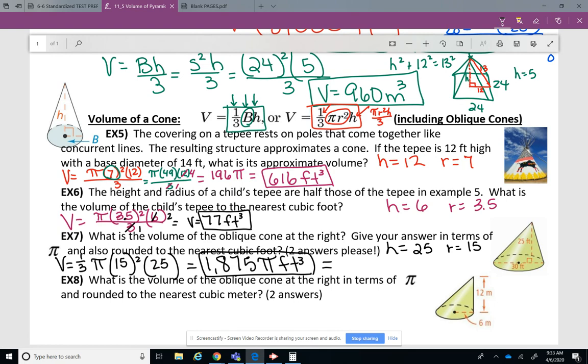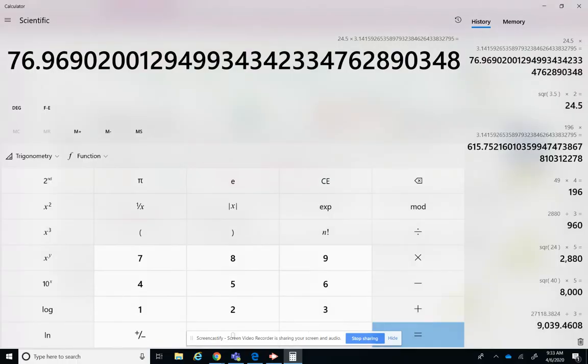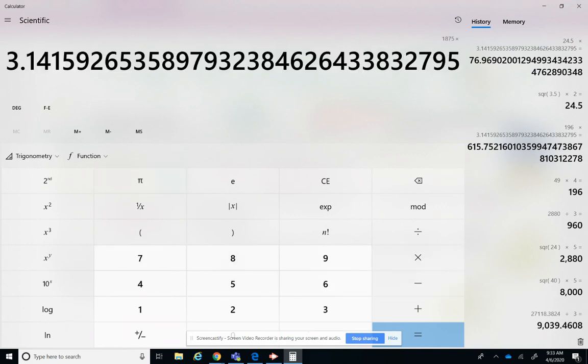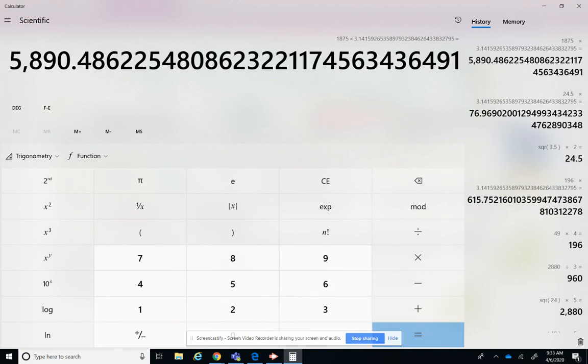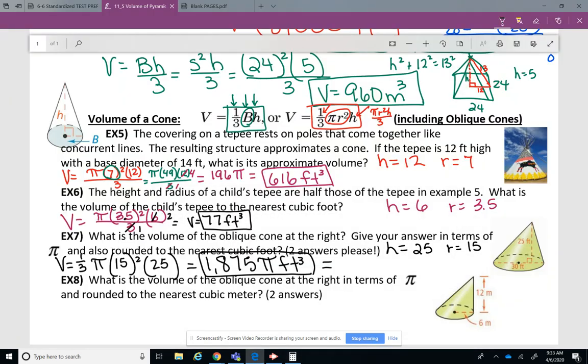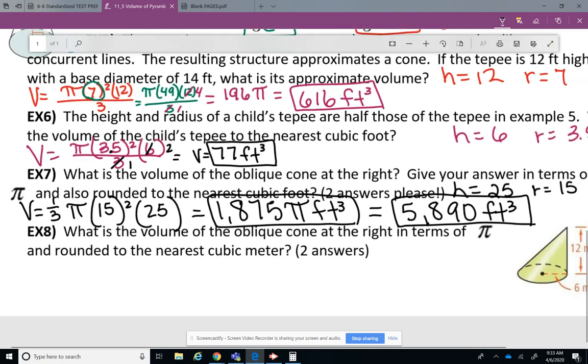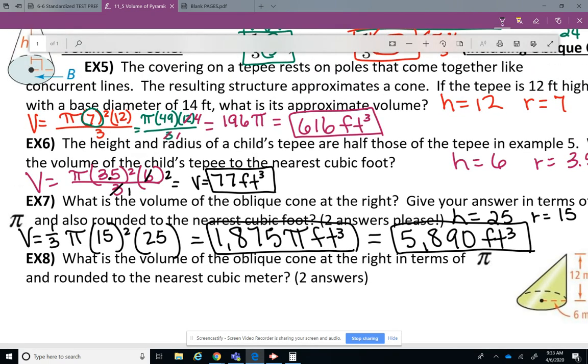Now, take the 1,875 and times it by pi and round it to the nearest cubic foot. So that's going to be 5,890. So 5,890 cubic feet. So I'm going to spread my work out a little bit, make it a little bit bigger so you can see. All right, while you're checking that out, let's move on to the next one.